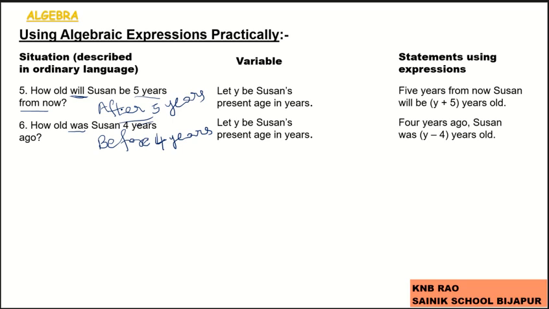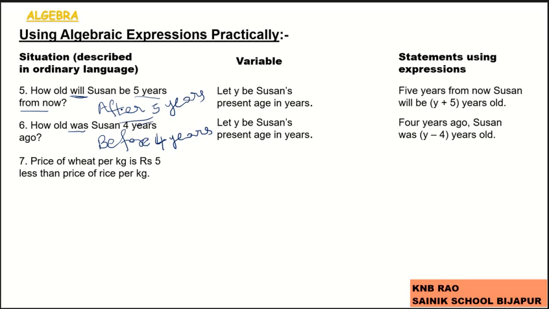Now I'll give another situation. Price of wheat per kg is 5 rupees less than the price of rice per kg. So wheat is cheaper, right? That is what it says. Price of wheat per kg is 5 rupees less than the price of rice per kg.